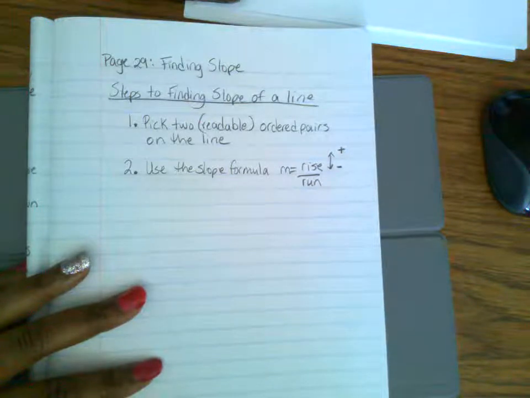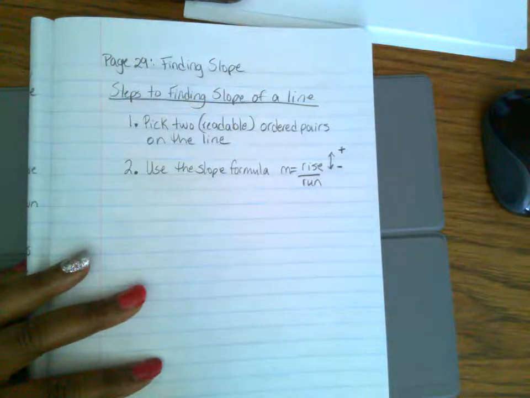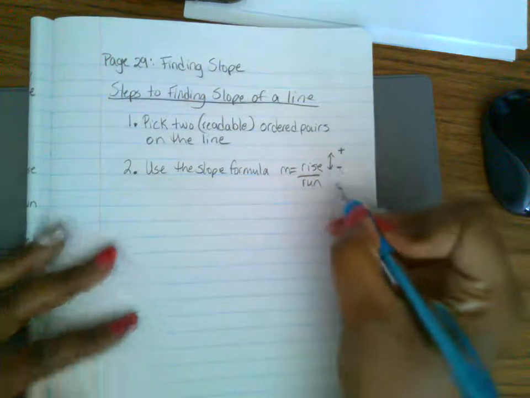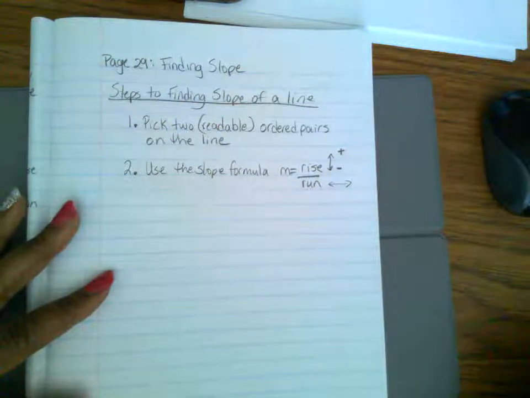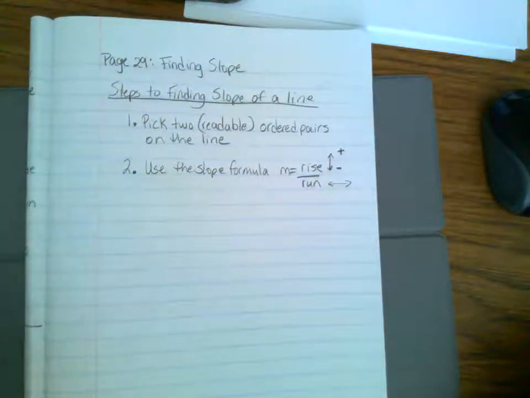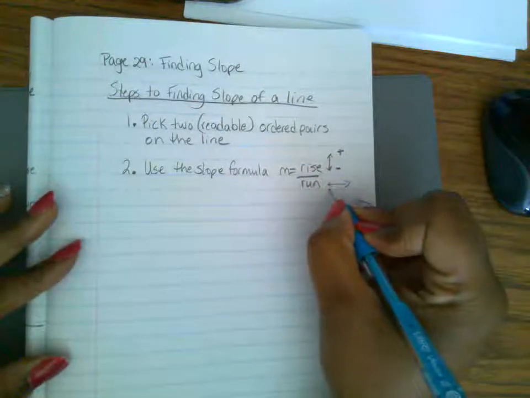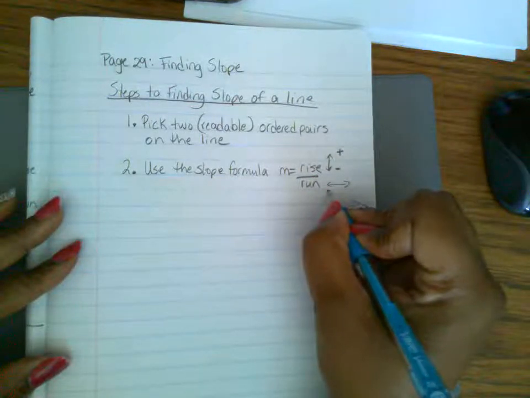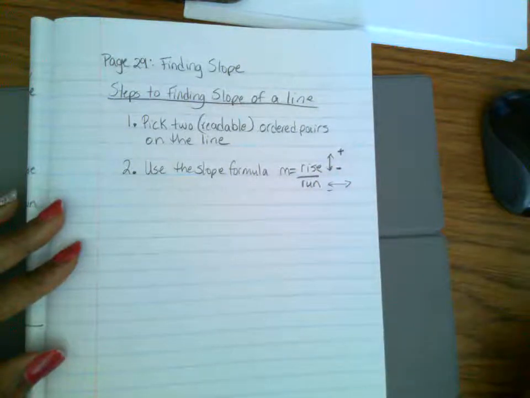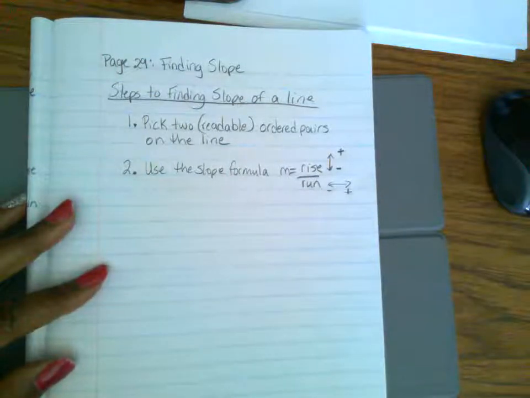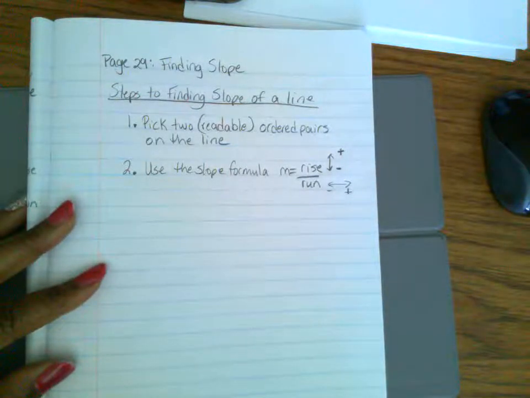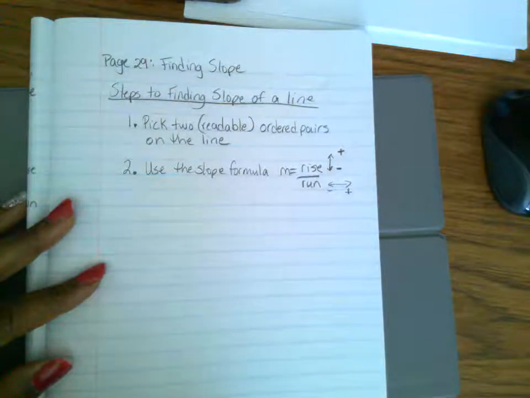Okay. Your denominator or your run is going to be how far you go on the grid lines from left to right to get to the next point. If you go to the left to get to that next point, your bottom number or your denominator is going to be a negative. If you go to the right to get to your next point, your bottom number is going to be a positive. Okay, so you're going to use the formula rise over run to find the slope of the line.